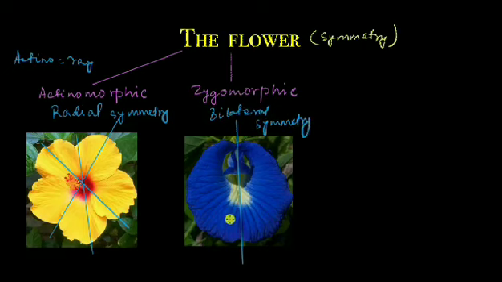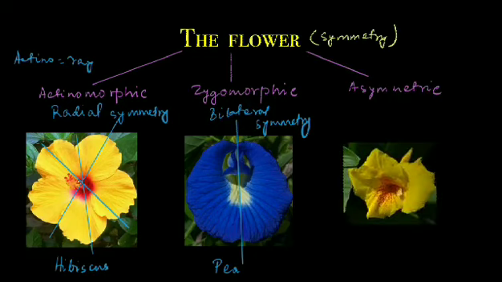So an example of bilateral symmetry flowers would be flowers belonging to the family of peas. And then for radial symmetry, as you can see, hibiscus is a good example. So these are the symmetric flowers. Now there are some flowers which are asymmetric. You can't think of any possible plane for this flower which will divide it into 2 equal halves. The flower over here is called canna.